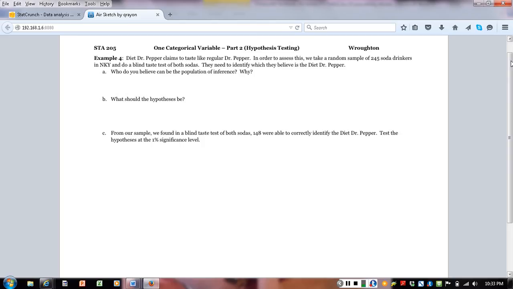So let's start by looking at our sample and figure out what we can and cannot feel like we can do. So first, do you think being a soda drinker is important in distinguishing it? So are soda drinkers and non-soda drinkers going to be just as likely to identify which one? So is this part important?